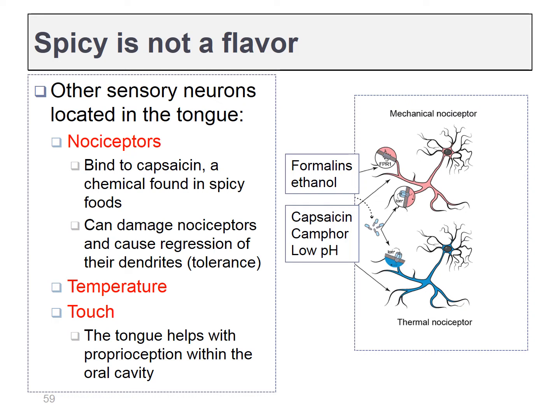That's okay. Avoid spicy foods for a month or two, and those dendrites will grow back, and you'll have lost your tolerance. There are other neurons on the tongue that are important for flavor. For instance, temperature and touch neurons send very important signals to the brain, which we interpret as taste. Foods should be the right temperature and the right texture, otherwise they might not taste too good.